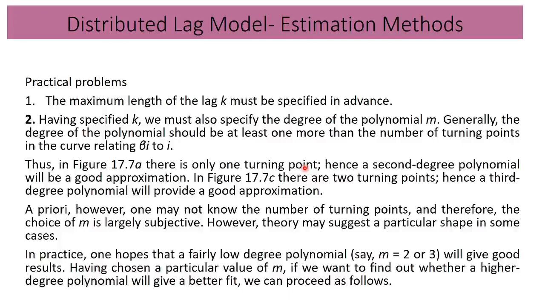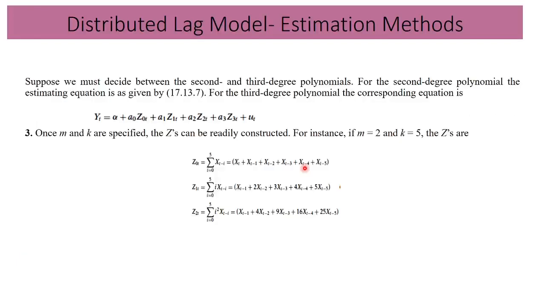Almon's approach faces certain practical problems, and these practical problems are given here. The maximum length of lag must be specified in advance. That means this is a finite lag model, and therefore we want to know the number of lags. Then the second important problem faced by Almon's model is that we want to know the degree of polynomial. Generally, the degree of polynomial will be equal to 1 plus the number of turning points. And for the third degree polynomial, the model will be like this.